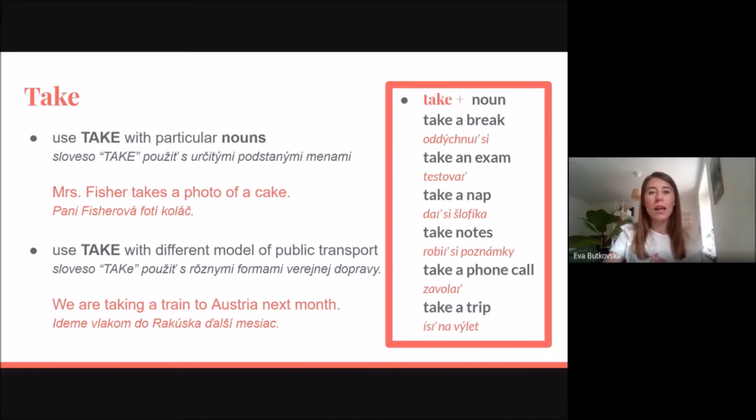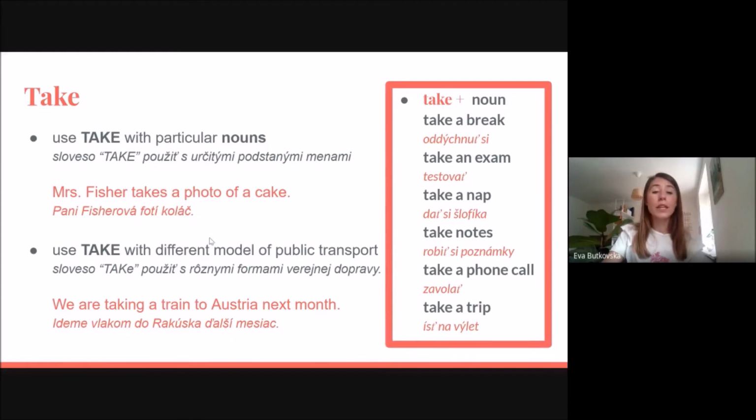Take notes. So when you are in a lesson or on a course, you can take notes. A very common phrase is to say, take a phone call. If your phone is ringing, you take a phone call. Or take a trip. Means to travel somewhere. Take a trip.